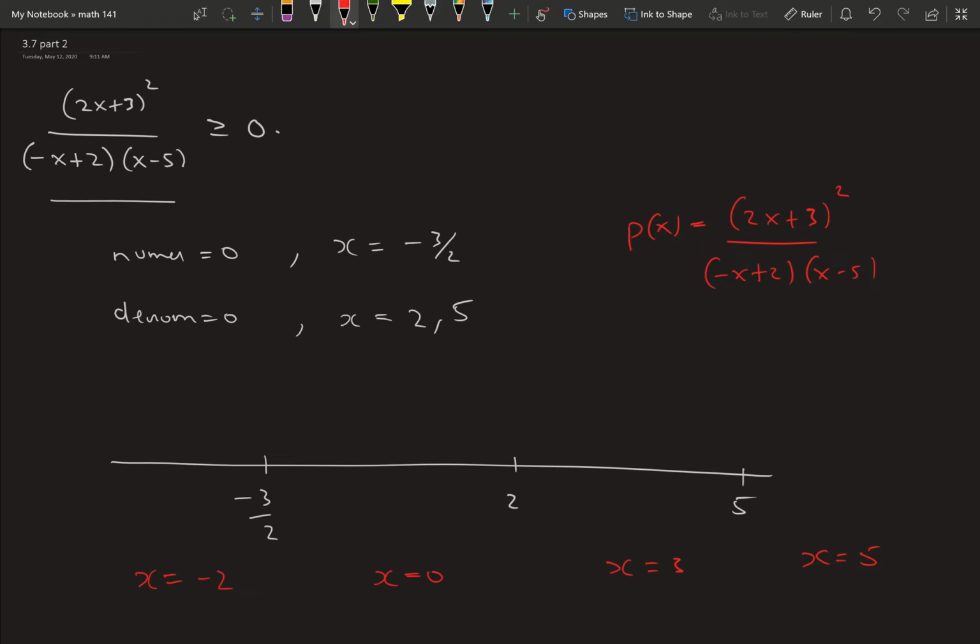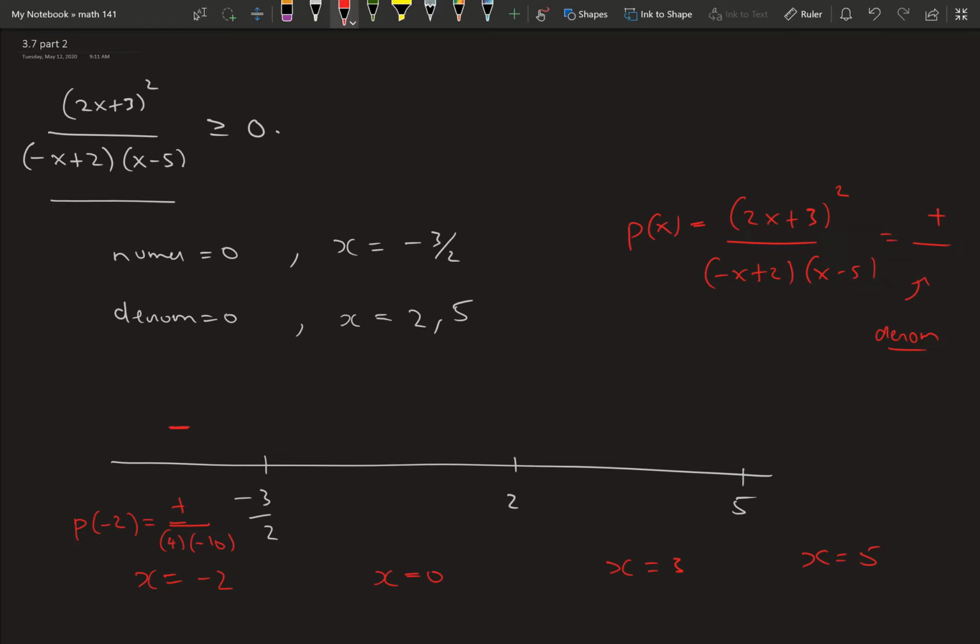So for example, one thing to note, by the way: the numerator, since it's a square term, is always going to be positive. At least 0, but it's always going to be positive. So all we have to do is check the denominator. For p of -2, the top is a positive number. The denominator overall, what do we get? We get 4 times -10. So we overall get a negative number here.